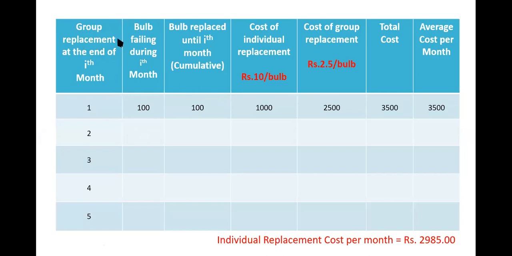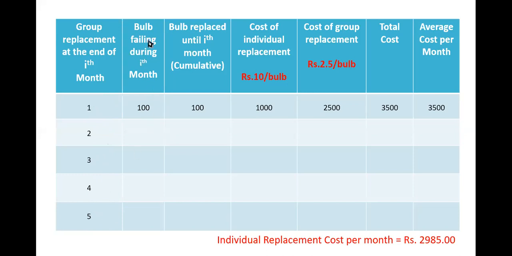The first column is of group replacement for the durations, and the duration is in the month. So it is first, second, third, fourth, and fifth, because we have given the data in terms of the month, and we are having total 5 month duration. We are having the data for 5 months duration. So we will write first, second, third, fourth, and fifth month.